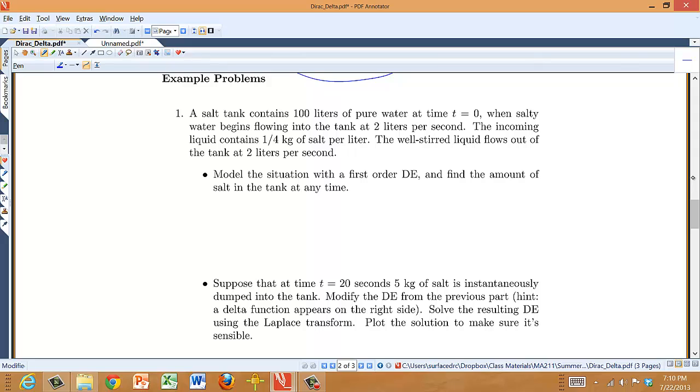Okay, so here we have a salt tank. It contains 100 liters of pure water at time 0. Salty water begins flowing into the tank at 2 liters per second. The incoming liquid contains a 1/4 kilogram of salt per liter. The well-stirred liquid flows out of the tank at 2 liters per second. Okay, so let's just model this with a first order ODE. There's nothing strange going on here. This is dA/dt, which is rate in minus rate out.